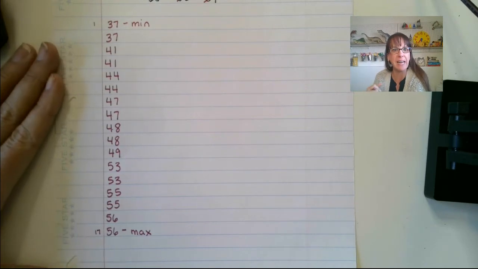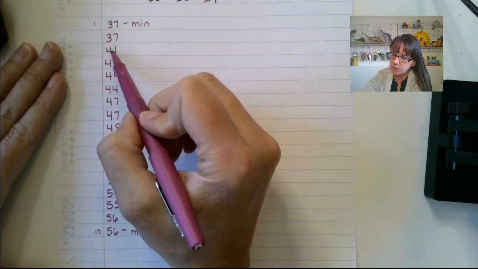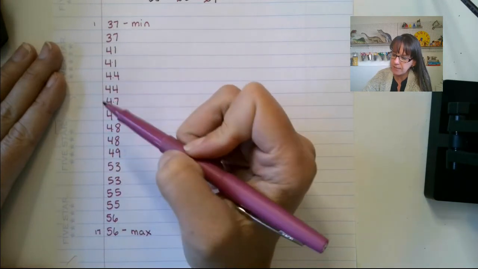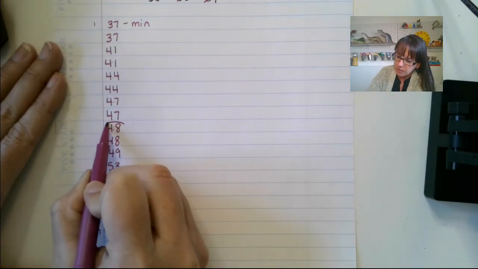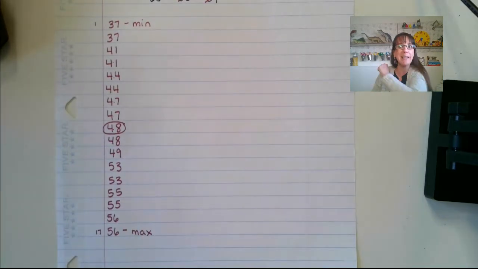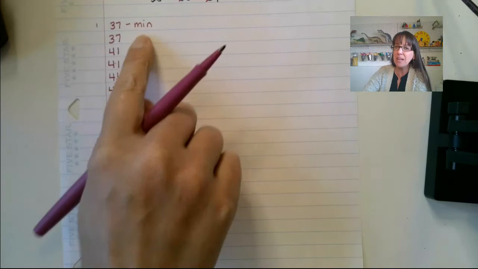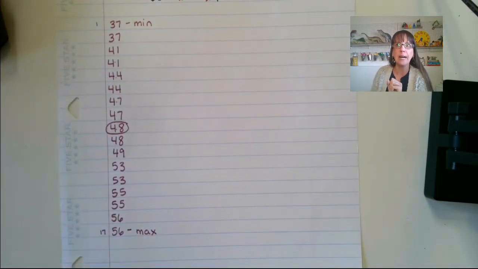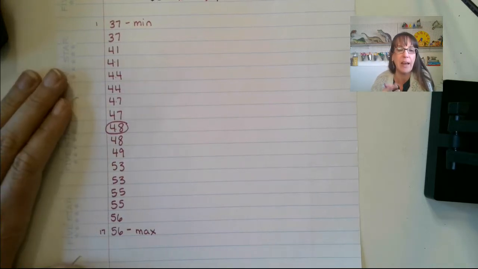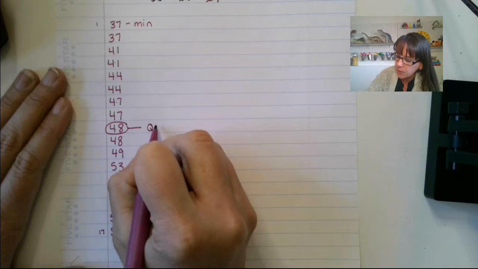Half of 16 is 8, right? So if we have 8 on either side, so let's see, 1, 2, 3, 4, 5, 6, 7, 8. And then we're going to circle this guy and you'll see 1, 2, 3, 4, 5, 6, 7, 8. Okay, so that 48 lands right in the middle. This is helpful when we have an odd number of data. Sometimes it's even though, and your median can lie in between 2 numbers. We'll talk about what we do when that happens. So this is our median, AKA our Q2.